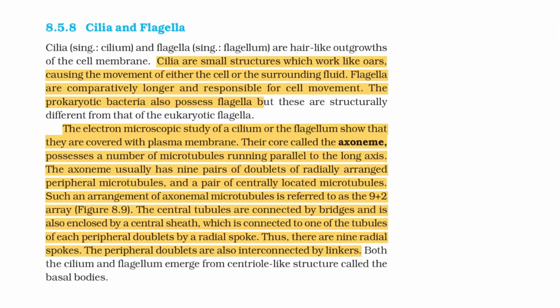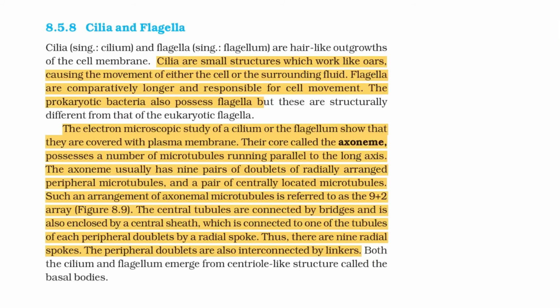If we see the electron microscope study of their structure, it is very simple, but not easy to understand. It is understood better with the help of a diagram. So first of all, we observe the important lines regarding the structure. Their core, the central part, is known as the axoneme, and it possesses a number of microtubules running parallel to the long axis. These microtubules are very much like pipes.